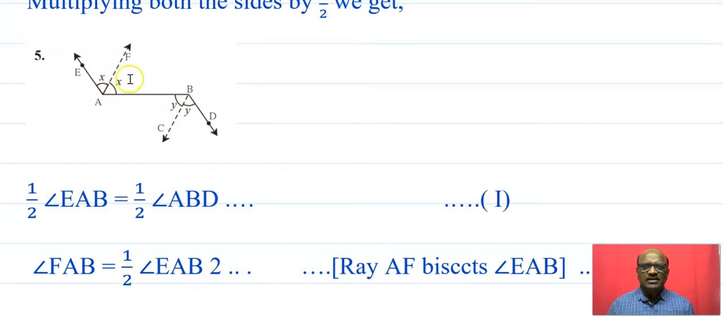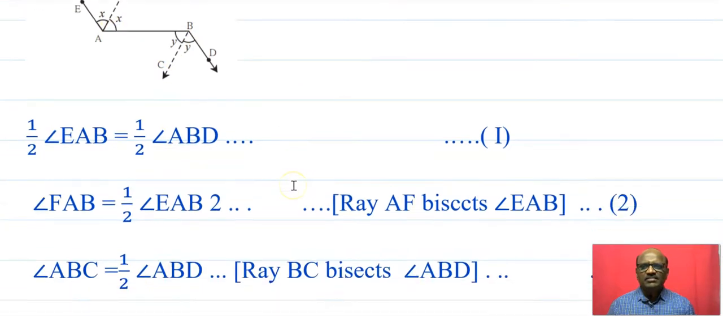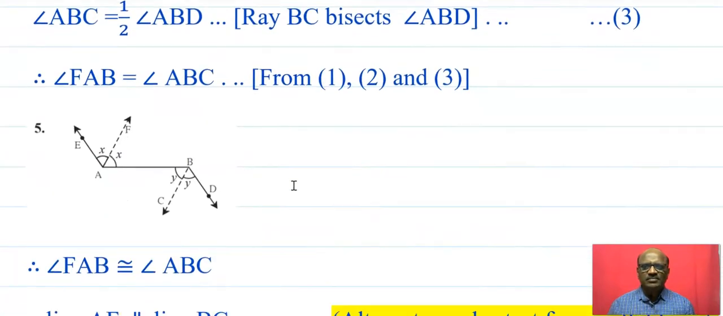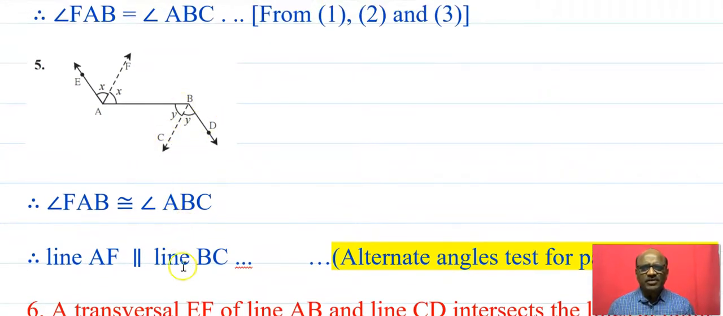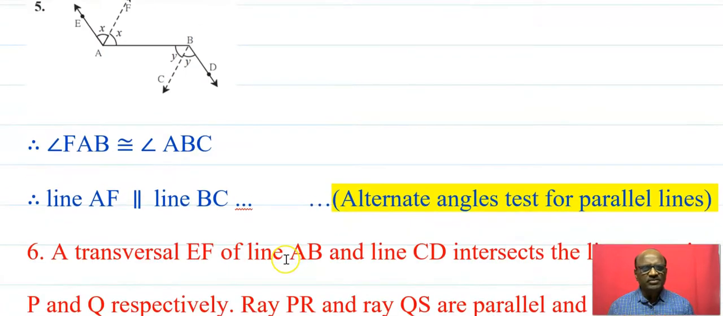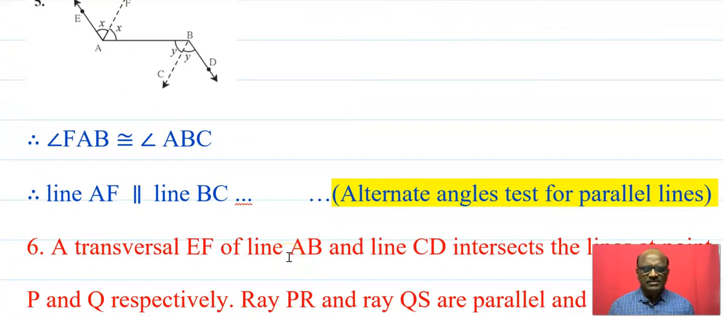These are the alternate angles for the ray AF and the ray BC, whose transversal is AB, and therefore by the alternate angle test, ray AF is parallel to line BC using the alternate angle test.